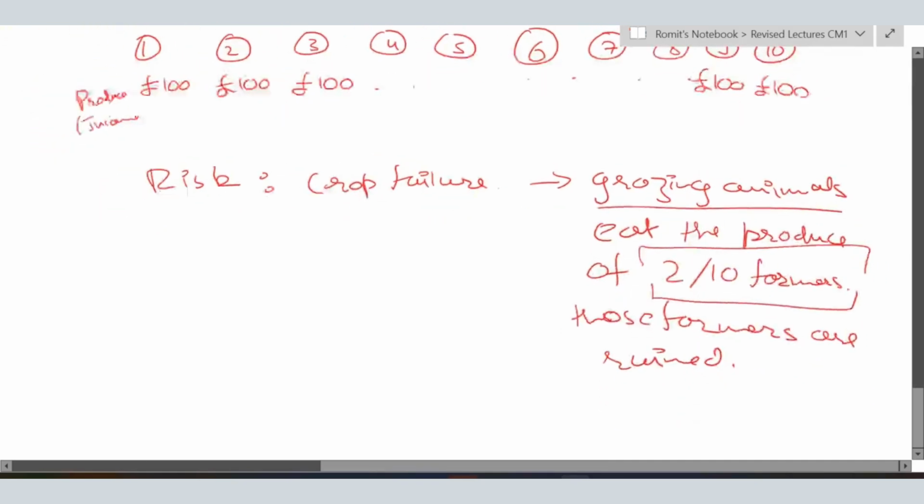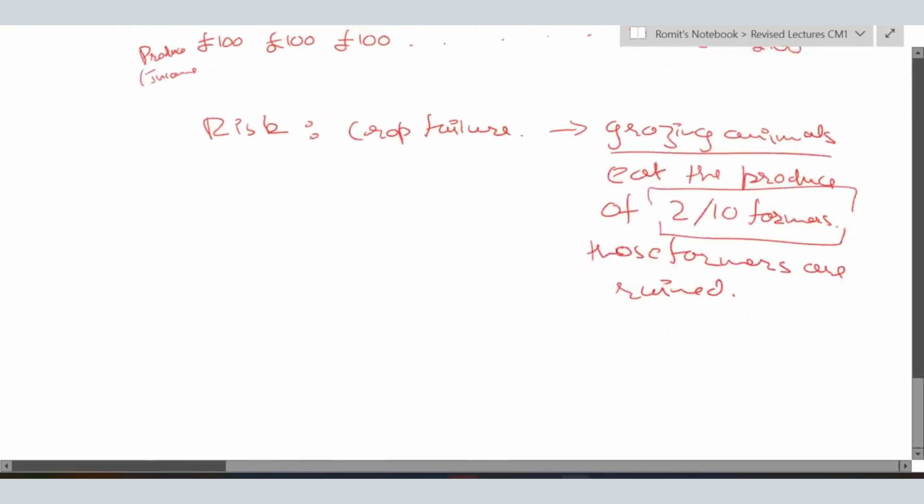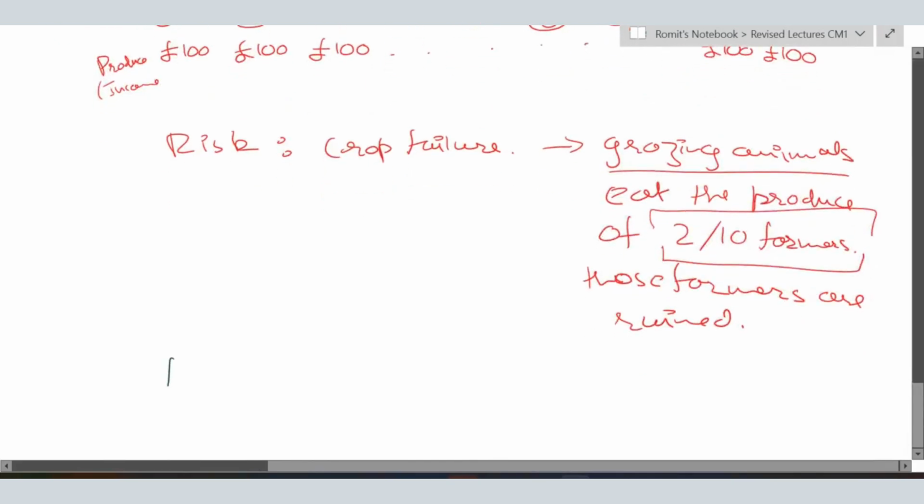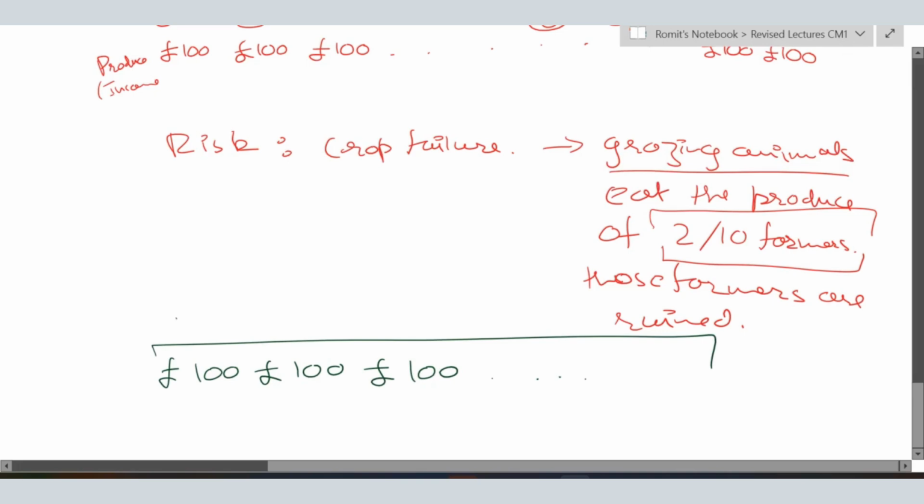So in any year, the income of these farmers will look somewhat like this. For 8 of them it will be 100, so for any 8 it will be 100, and for any 2 it will be 0, and these guys will be ruined. And they face this problem every year.